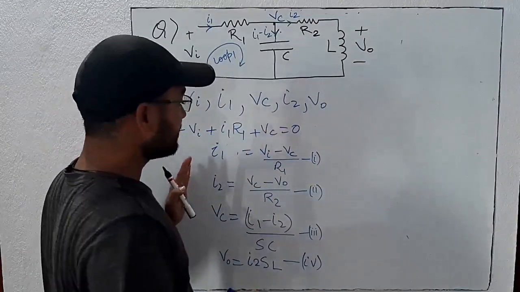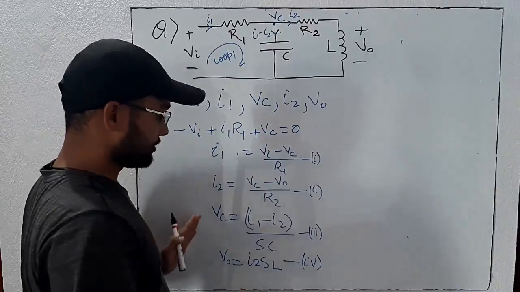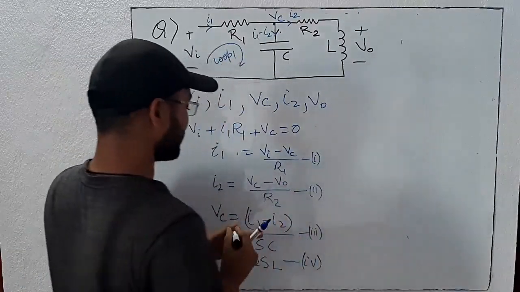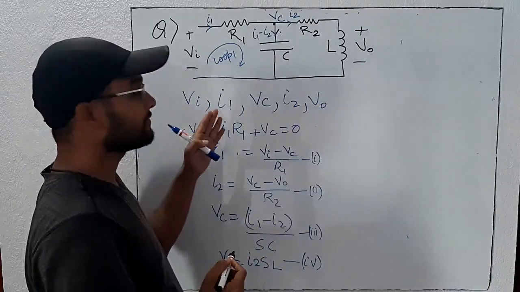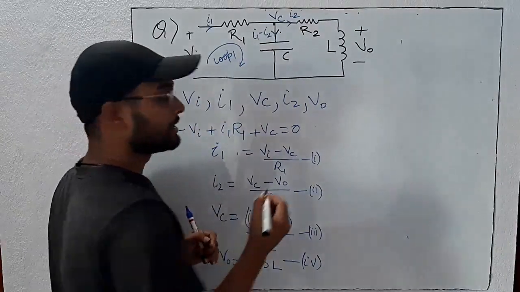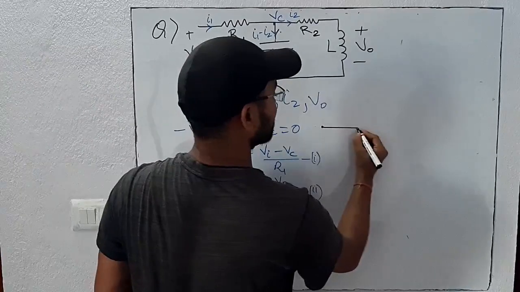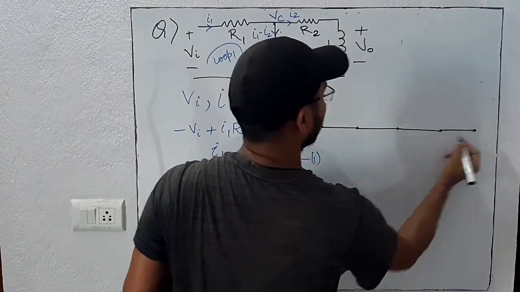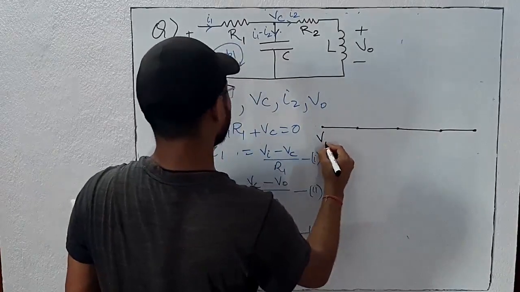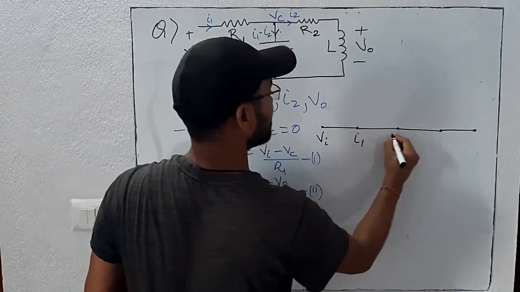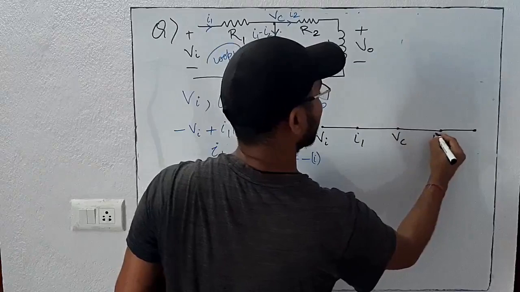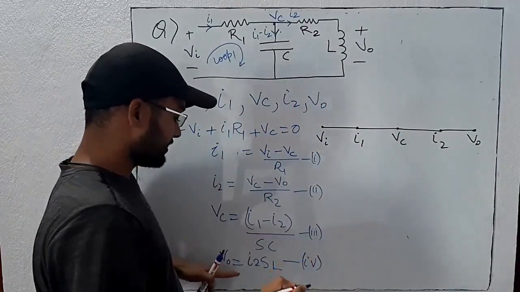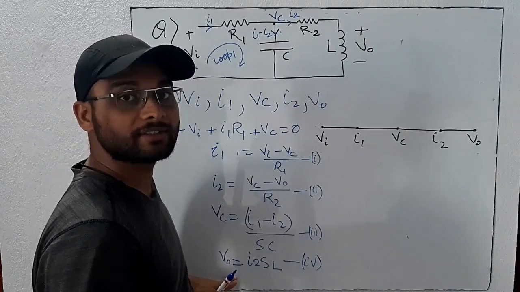Now we will represent all these equations on the signal flow graph. So we will take 5 nodes because there are a total of 5 variables here. So we will take 5 nodes: 1, 2, 3, 4 and 5. We will write here Vi, I1, Vc, I2, V naught. And so we will represent all these equations on the signal flow graph.